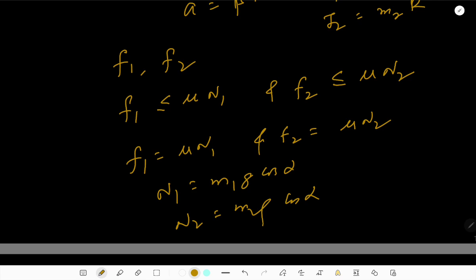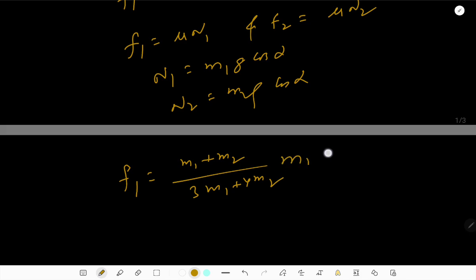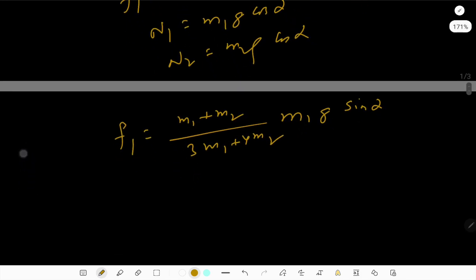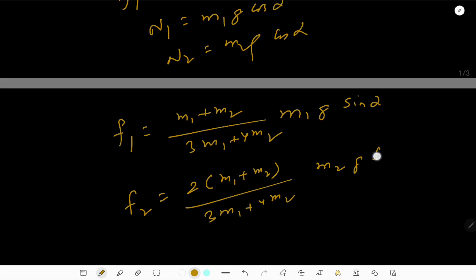So we can find F1 and F2, and I have just found them. Earlier I got F1 equals (M1 plus M2) divided by (3M1 plus 4M2) multiplied by M1g sin alpha, and F2 I got is (2M1 plus M2) by (3M1 plus 4M2) times M2g sin alpha. Both are different, you can see here.